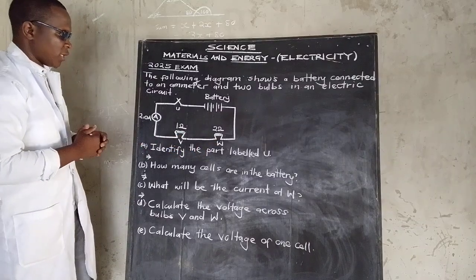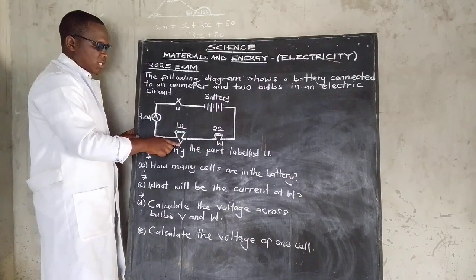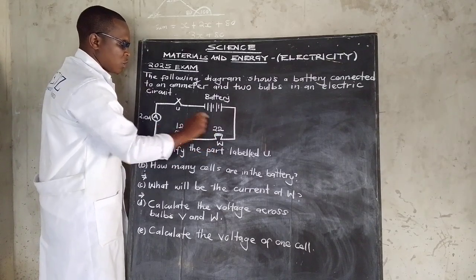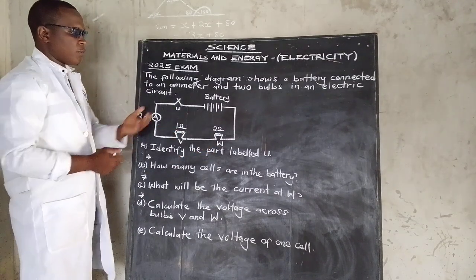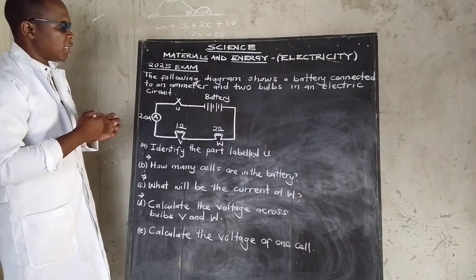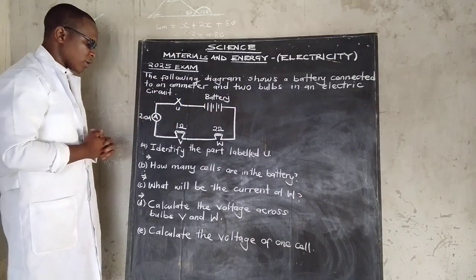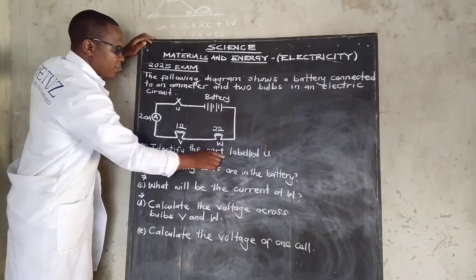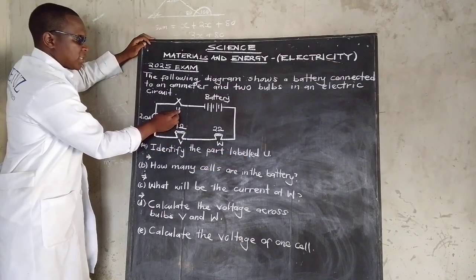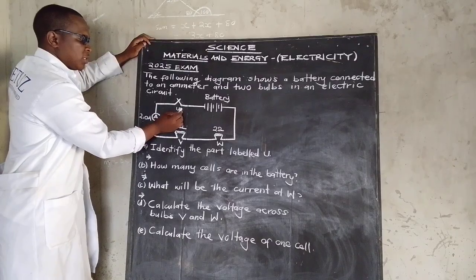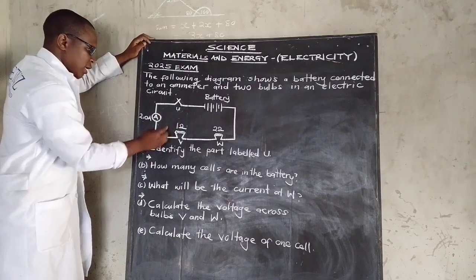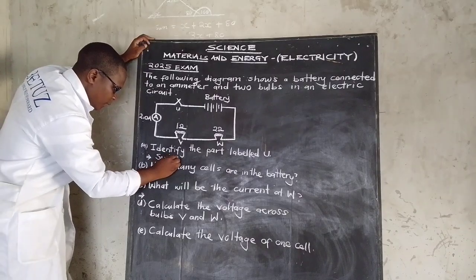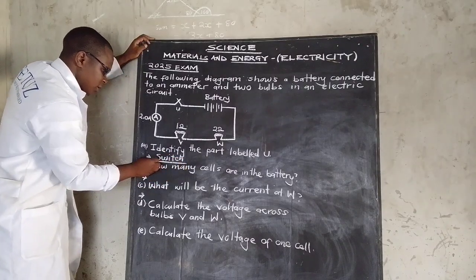So the resistance for V is 1 ohm. Then the resistance for W is 2 ohms. Then we also have a battery which has 3 cells. So let's look at the questions now, guys. Identify the part labeled U. This one is a closed switch. So the answer is switch.